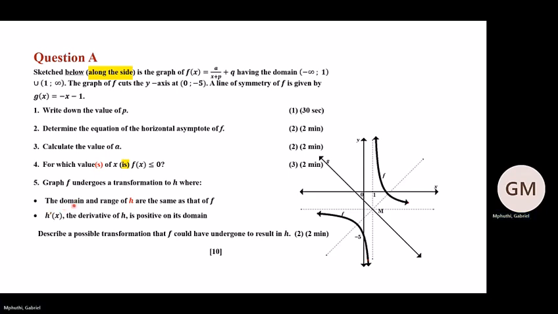Now, the graph of f undergoes a transformation to h, where the domain and range of h are the same as that of the function f. The derivative of h, that is h prime, is positive on its domain. Now we need to describe a possible transformation that f could have undergone to result in h, and that is worth 2 marks and therefore 2 minutes. So the whole question is about 10 minutes.